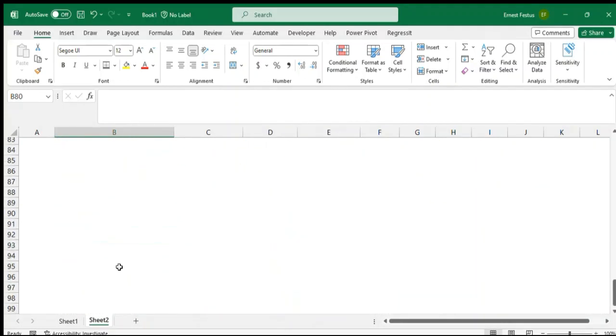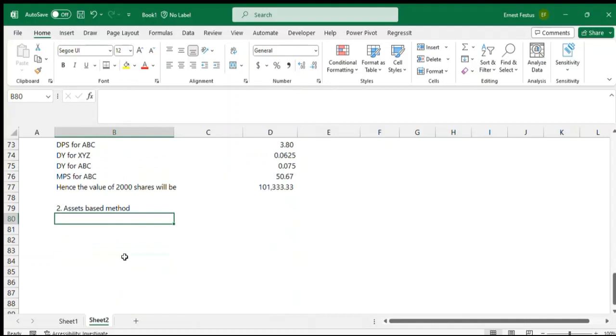Alright, so in the book value method, as we saw, equity, which is our market price of the equity, will be equal to our assets, and then we'll take away the liabilities. So basically what we've done is we've taken the accounting equation and made equity the subject. So this is the principle you are going to use for the asset-based method.